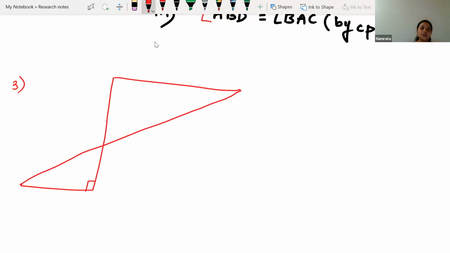Here we are having 90 degree. Here is O. Here is B. This is C. Here is A. Here is D. Let me write the information given.